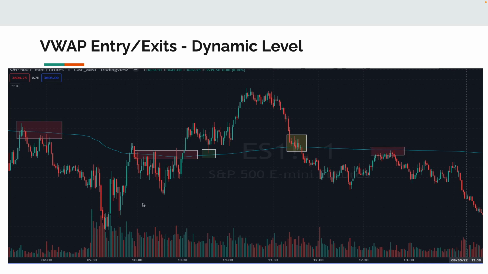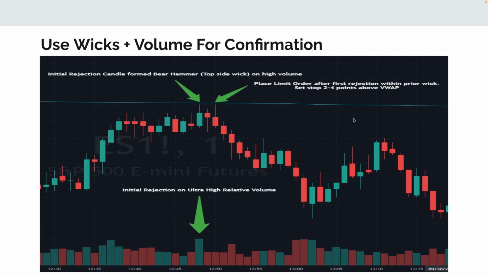It's a very powerful concept I use in everyday trading, and it will help you tremendously. So this is another example of using that VWAP. This is again ES on the 1 minute chart, and we can see that as we come up to the VWAP, we get these candles with these topside wicks, showing that there are orders sitting at this VWAP that are likely going to push us lower. So when we see this first rejection on ultra high volume compared to the relative volume of that time period, that is an indication that there are strong sellers there.